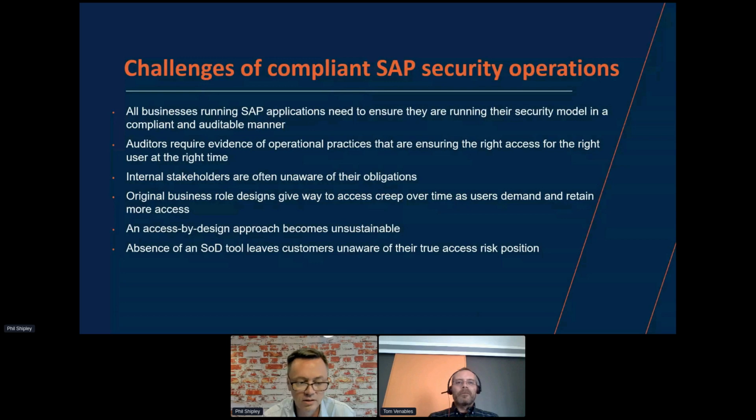So access by design, it's a key thing for auditors to come in and say, are you doing what you said you would do? Are you giving your users what you said they should have? And if they can't attest to that, then you're just open for significant findings in your audits.